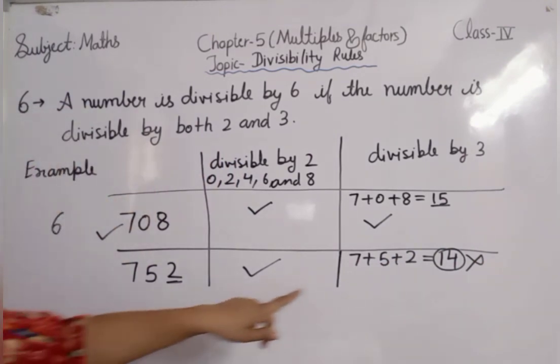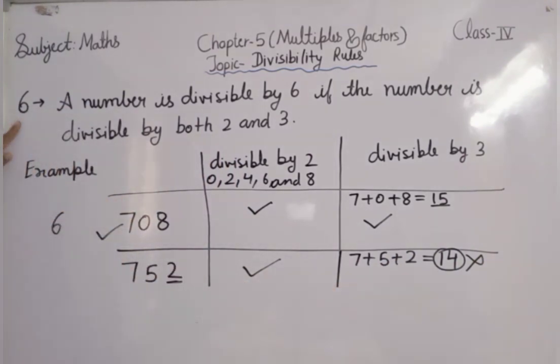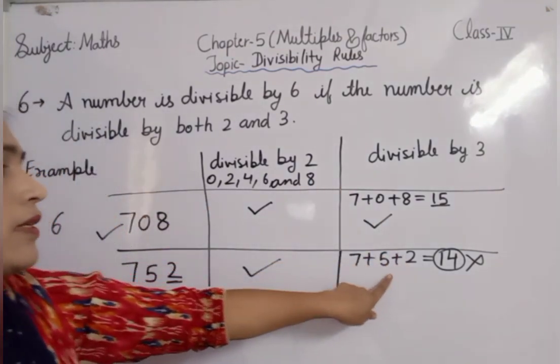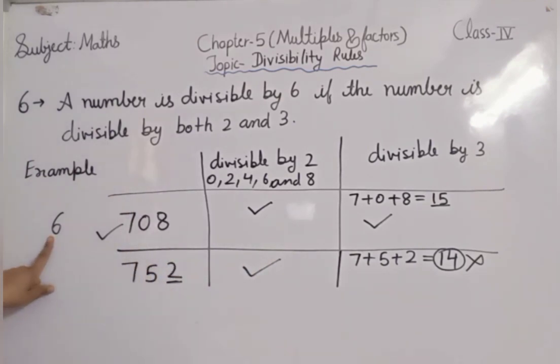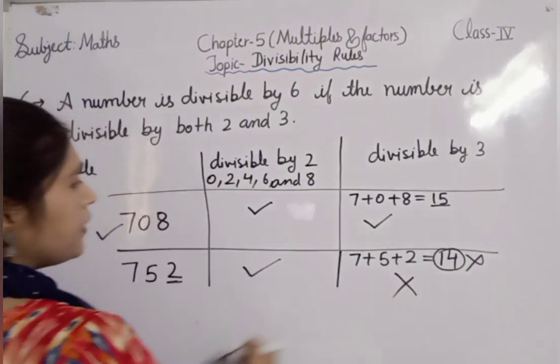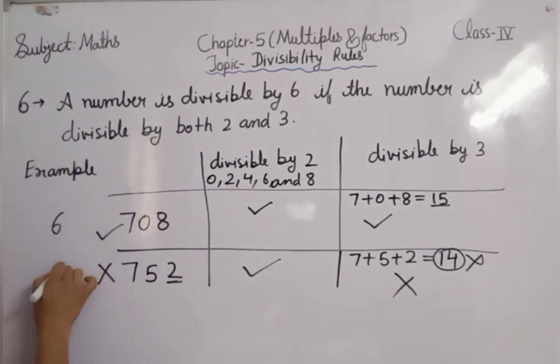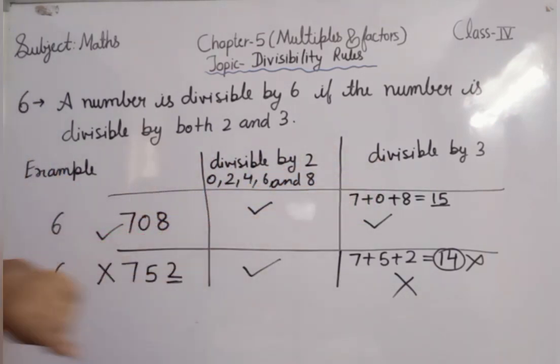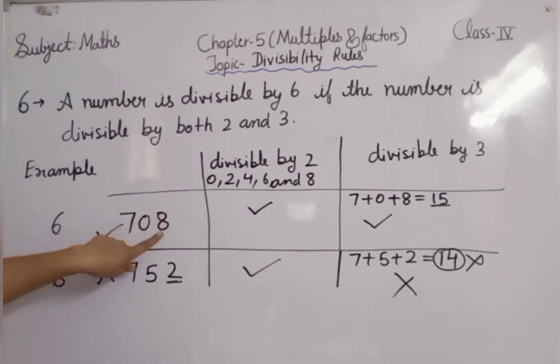So it means it is not following the rule for 6, because what is the rule for 6? The number should be divisible by 2 and 3 also. It means the number is divisible by 6. But this number is only divisible by 2, not by 3, so this number is not divisible by 6. Clear? So what is the rule for 6? We have to check that the number is divisible by 2 and by 3. If the number is divisible by both 2 and 3, it means the number is also divisible by 6. Clear? Now let's see the next rule.